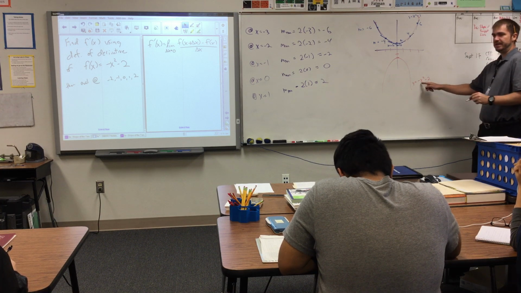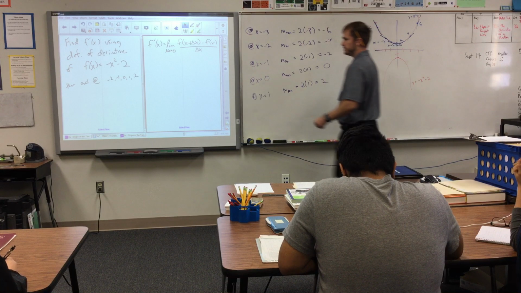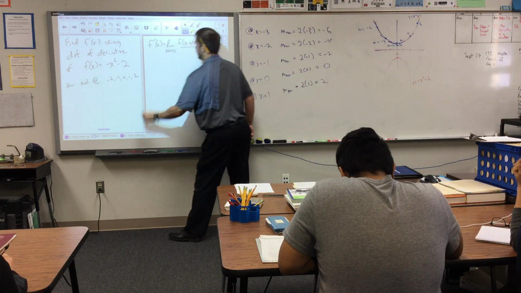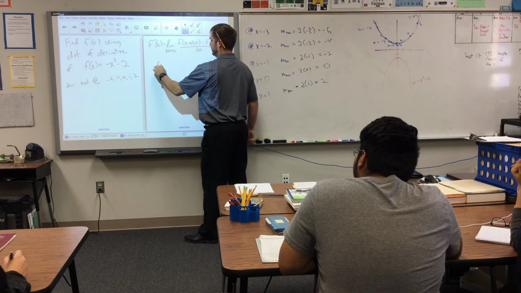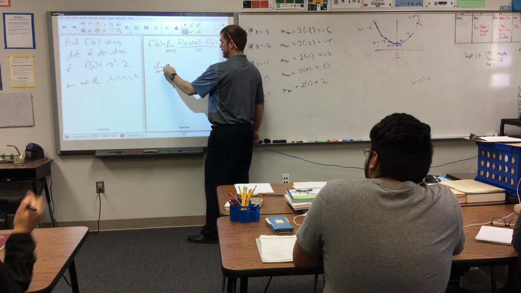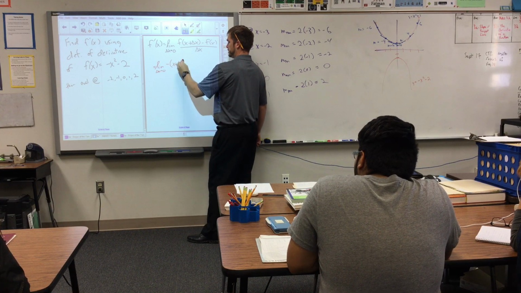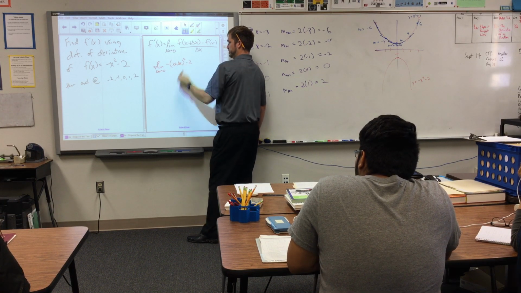Make sure you make that negative out in front. Make sure you all don't make a mistake right off the bat. Negative x plus delta x squared.